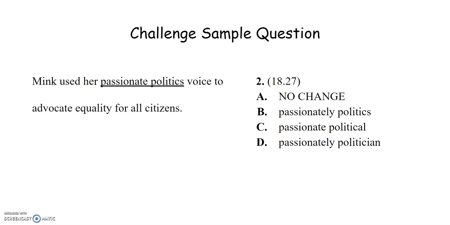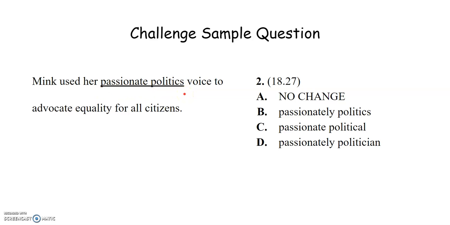Go ahead, read through. Right now, the sentence says, Mink used her passionate politics voice to advocate equality for all citizens. In the last sample question, we asked, what's the modifier, what's the descriptor, and what's being described in the underlined portion? In this one, we have to look beyond just what's underlined in the sentence. That's why it's a challenge question. So in this case, right now, passionate politics is adjective, noun. If you just look at the underlined portion, that seems right.